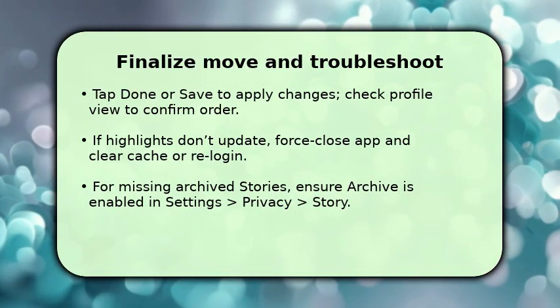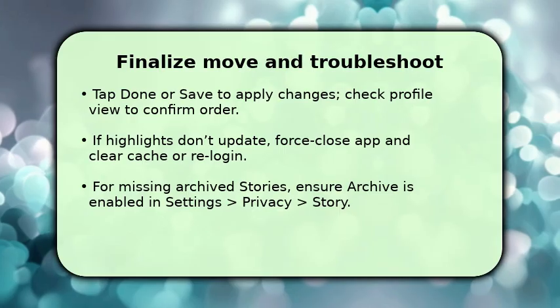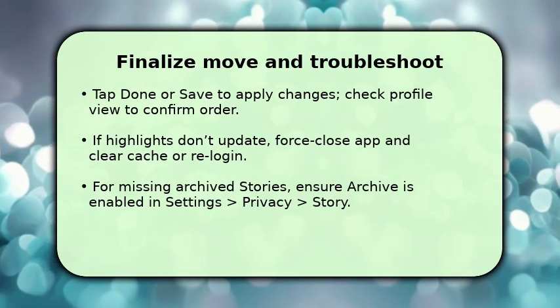If a story is missing from Archive, make sure Archive is enabled in Settings Privacy Story so Instagram retained it. Once resolved, re-edit the highlight and save again to complete the move.